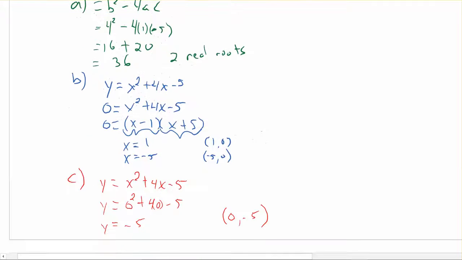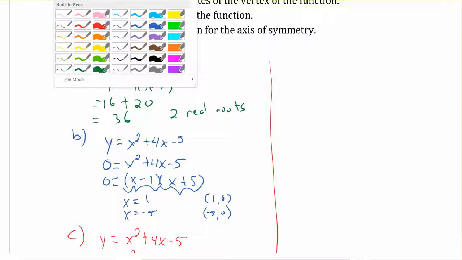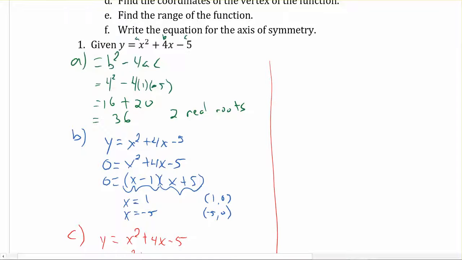Oh, I'm running out of room. Okay, I'm going to put it over here. And this one will be black. Okay, so D. Man, my pen sucks today. What's happening?